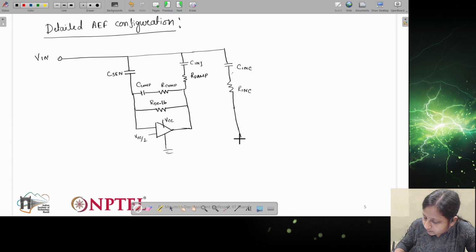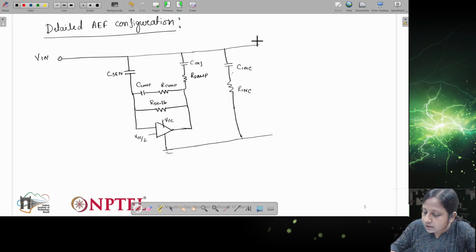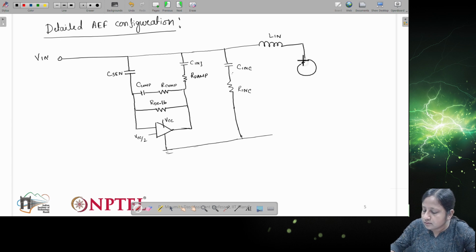So this will also be connected to ground, the same ground. Actually, it will be connected together only. So we'll just remove the ground part here. And now comes our inductor, L in. Then this is the noise which we are talking about, V noise.